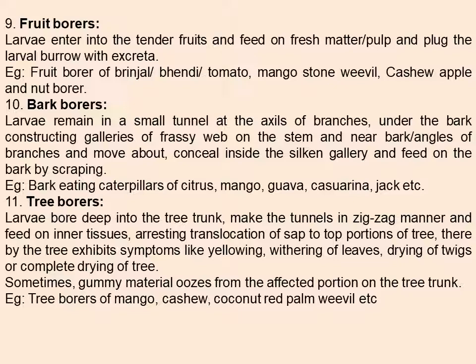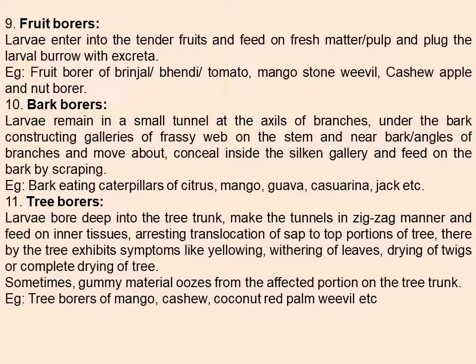Larvae remain in a small tunnel at the axils of branches under the bark, constructing galleries of frassy web on the stem and near bark or angles of branches, and move about, concealed inside the silken gallery and feeding on the bark by scraping. So there are certain insects which feed on the bark, because the bark is the outermost layer of the tree trunk.